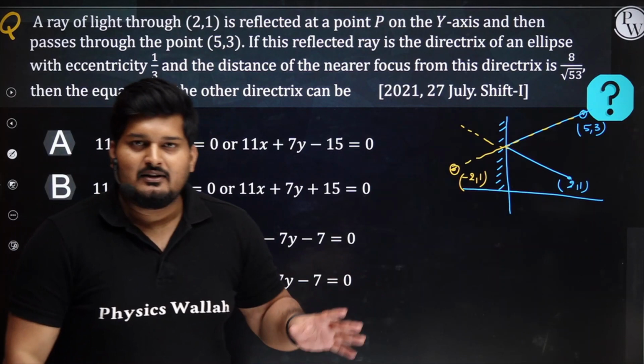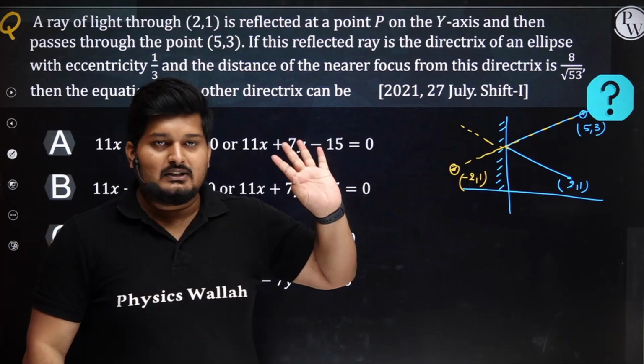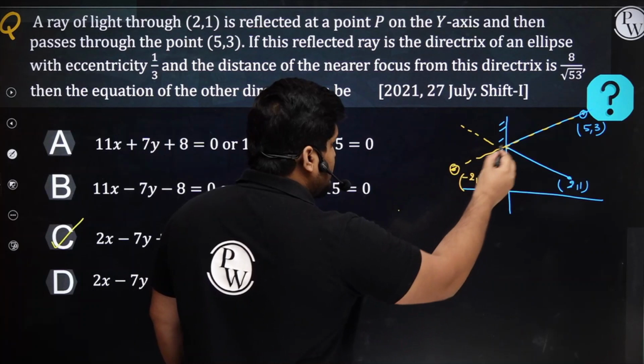In a straight line, we have done the reflection property. So the image of (2,1), which is (-2,1), will lie on the reflected ray. So what is the equation of this directrix, guys? What is the equation of this directrix? The equation of the reflected ray we can calculate.